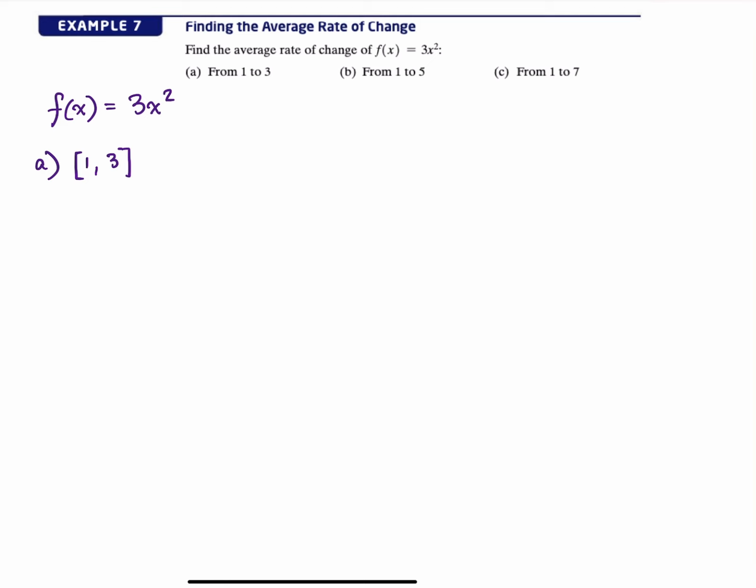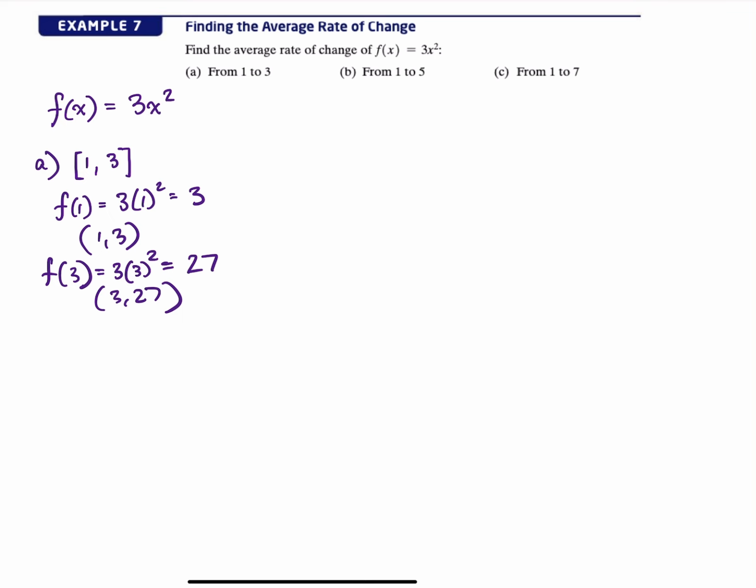So let's first find f of 1. Let's plug that in. This would be 3 times 1 squared, which is just 3. So that means we have a point 1, 3. And then let's find f of 3. So we're plugging in our second endpoint. That's 3 times 3 squared. 3 squared is 9. 9 times 3 is 27. So that means our second point will be 3, 27.